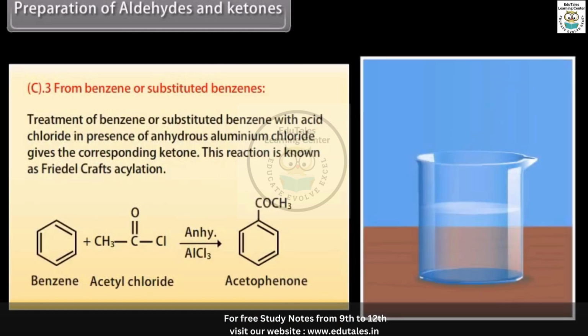Treatment of benzene or substituted benzene with acid chloride in presence of anhydrous aluminium chloride gives the corresponding ketone. This reaction is known as Friedel-Crafts acylation.